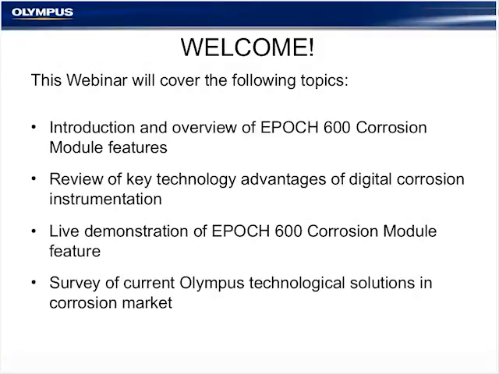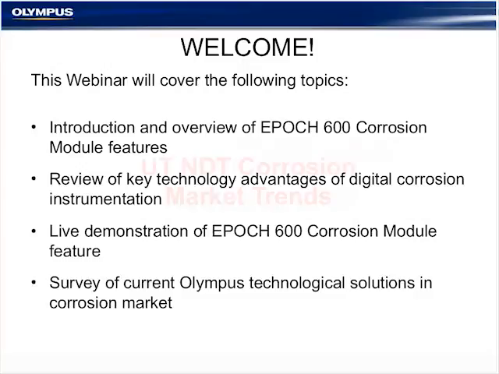So our webinar today will include the topics you see before you. We'll cover an introduction and an overview of the EPOCH 600 corrosion module features. We also want to review some of our key technology advantages of digital corrosion instrumentation as a general subject. I'd like to give you a live demonstration, or at least as live as a webinar allows, of the EPOCH 600 corrosion module feature. And then I'll pass the presentation over to Grant Reig, who will provide a survey of some current Olympus technological solutions in the corrosion market, again as a more general topic.